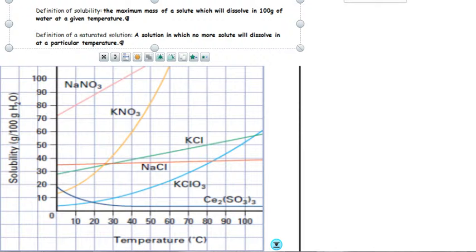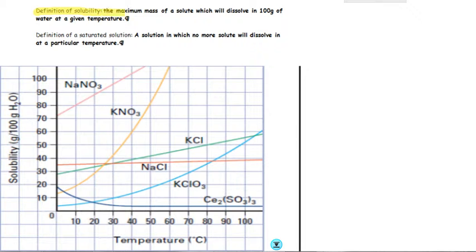So the first thing we need to do here is make sure that we understand the actual definition of what solubility actually is. So I'll just put it onto the screen here. Solubility is really the maximum mass of a solute which will dissolve in 100 grams of water at a given temperature. So note there, it is usually given to you per 100 grams.